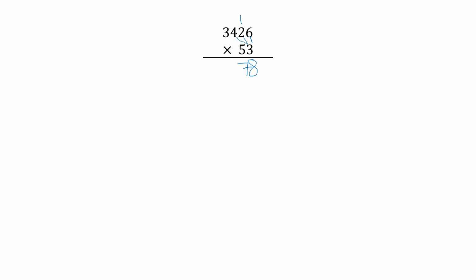3 times 4 is 12. Write down the 2, carry the 1. And then 3 times 3 is 9. 9 plus 1 is 10. And since there's nowhere to carry, we'll just write down the whole 10. All right, so we got our 3. Now let's move on to the 5.